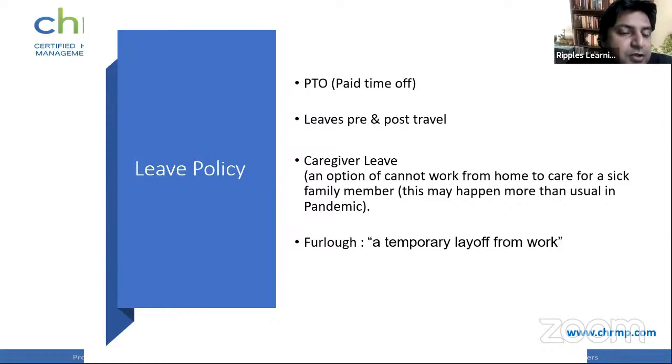Just like earlier organizations used to give education leave, which was unpaid for a year or so, it's being called furlough in this case, where temporary layoff from work is being given.